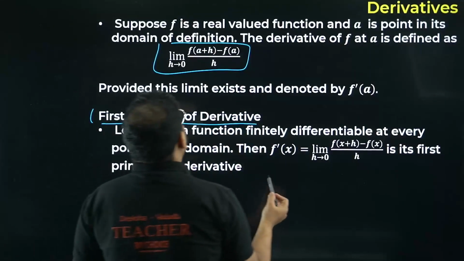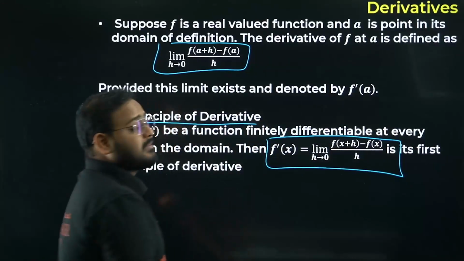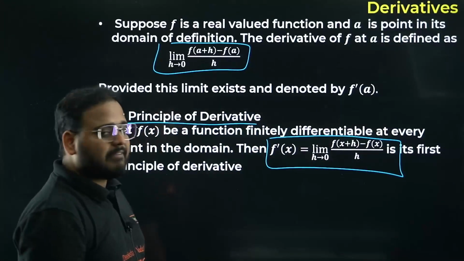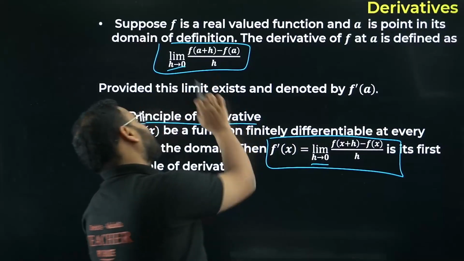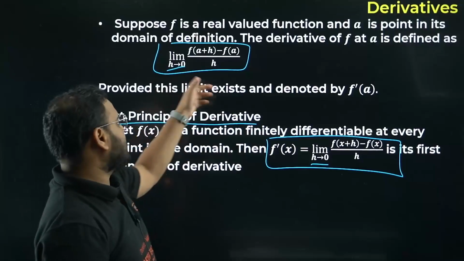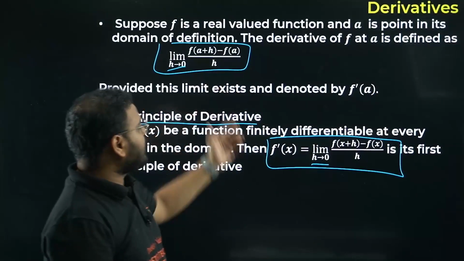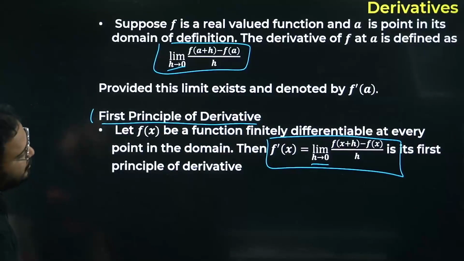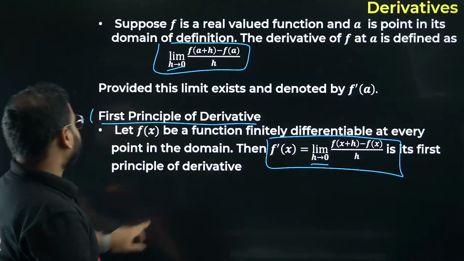Again written over here. f dash of x is equal to limit of f of x plus h minus f of x upon h when h tends to 0. Please check, same thing written over here. In this case we have taken a plus h and minus a, f of a plus h minus f of a upon h, okay. But this is called as your first derivative principle, okay. Chalo.